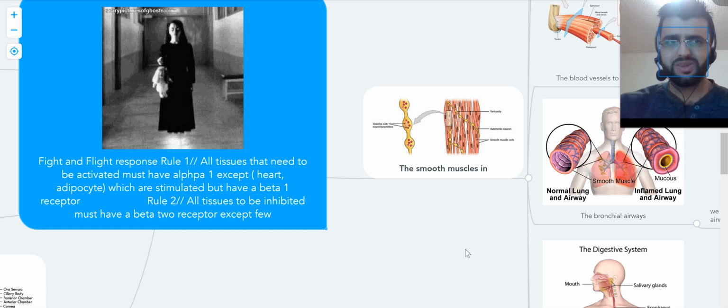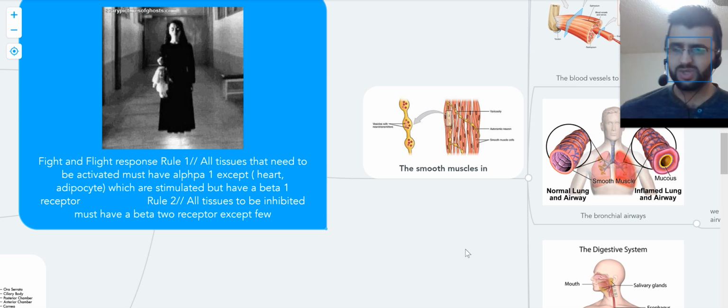Hello, everyone. Today we will be talking about the fight or flight response. We'll talk about an action movie, which is the adrenergic receptors. In our body, the sympathetic nervous system is the one that helps us at the time of danger, and the parasympathetic is the relaxed state when you're just chilling, watching TV.